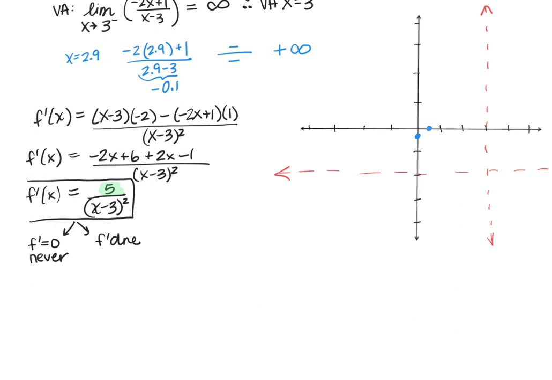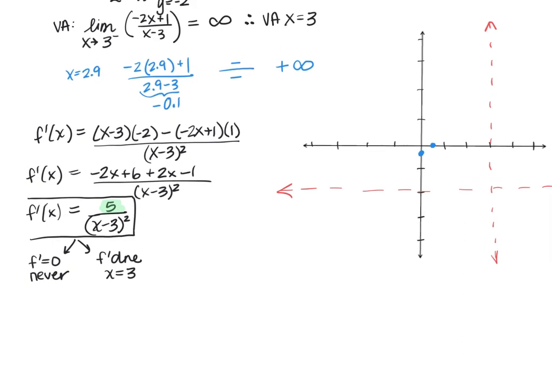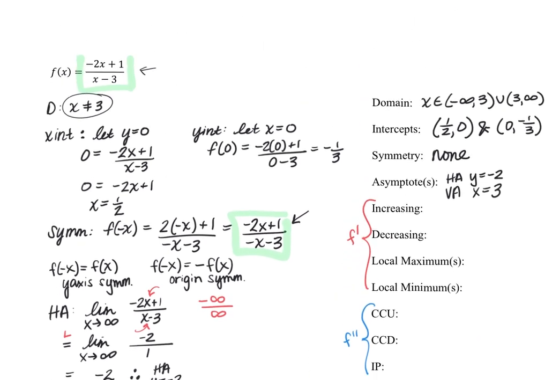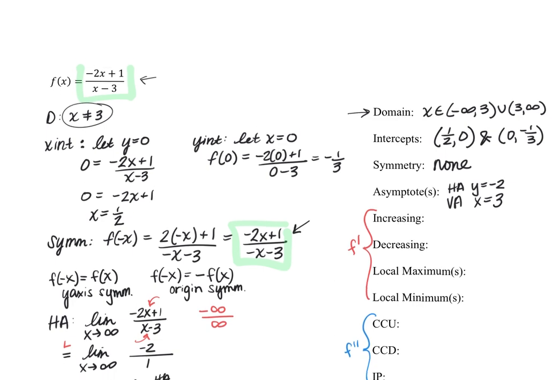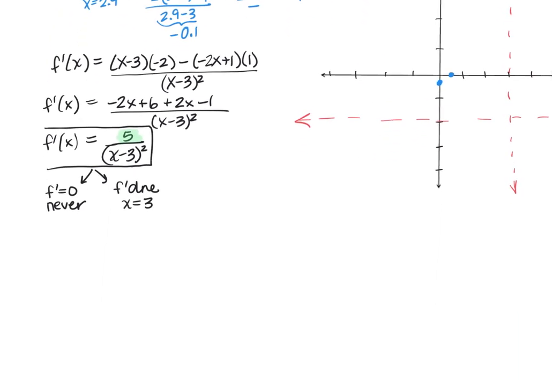However, we know that this derivative will be undefined if the denominator is equal to 0, and that will only happen if x is equal to 3. Now, technically, 3 is not considered a critical number because it is not in the domain of the original function. So if we go back up here and we look at our domain, remember, x cannot equal 3. So 3 is not in the domain of the function. It's not considered a critical number. However, it is important that we test our first derivative on both sides of 3 so that we can determine whether the function is increasing or decreasing on either side.